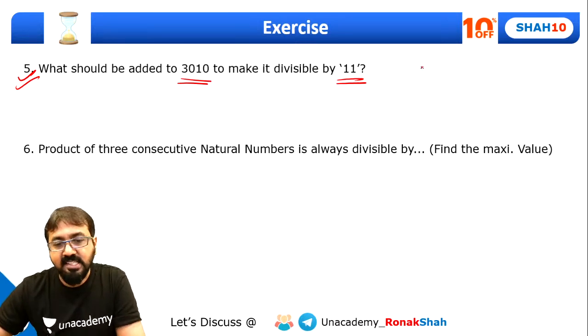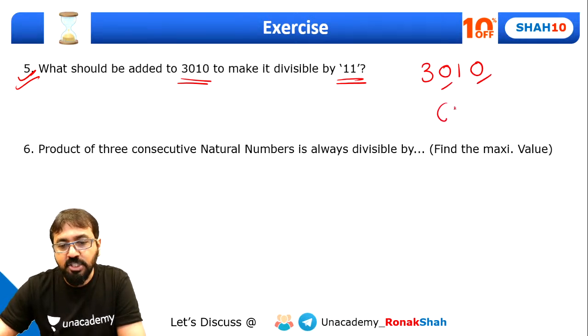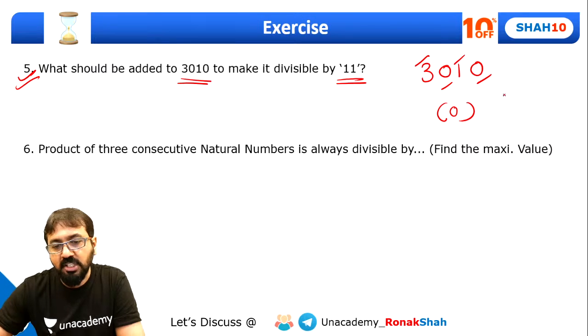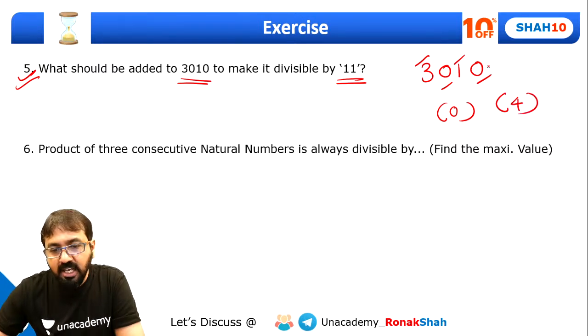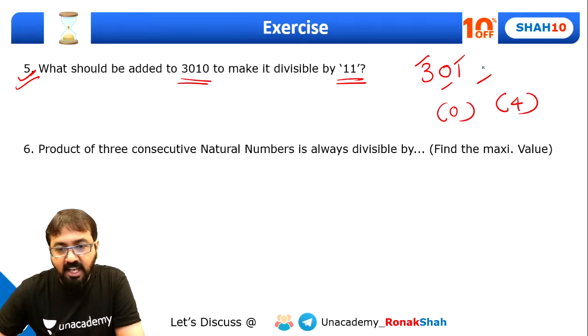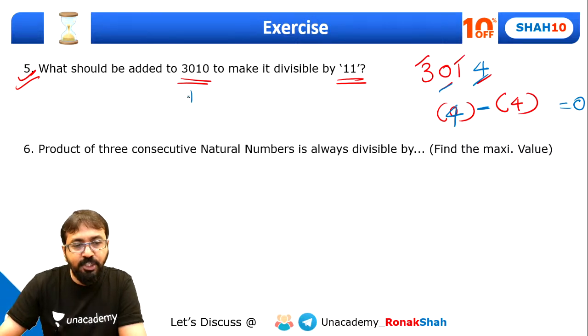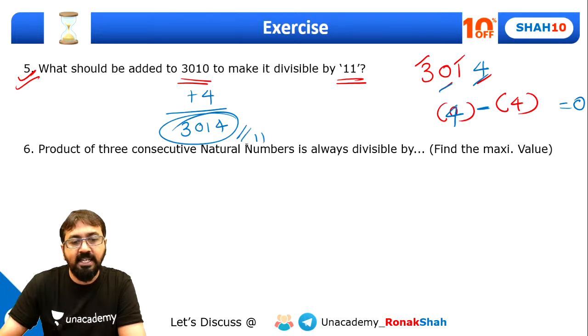देखो 11 का टेस्ट क्या है? ऑल्टरनेट डिजिट का समेशन. सो यहां पे ये दो डिजिट का समेशन क्या हो रहा है? 0. इन दोनों का समेशन क्या हो रहा है? 4. करेक्ट. तो अगर मैं यहां पे लास्ट डिजिट जो है, लास्ट डिजिट क्या है? 0 है. अगर मैं ये 0 की जगह पे 4 कर दूं तो ये 4 प्लस 0 क्या हो जाएगा? 4 हो जाएगा. तो ये डिफरेंस 0 आ जाएगा. So can I say we need to add 4 to this and we'll get the number 3014 which will be completely divisible by 11. Everyone, have you understood this? You know, this is the best way. For 11, this is how you can do it.